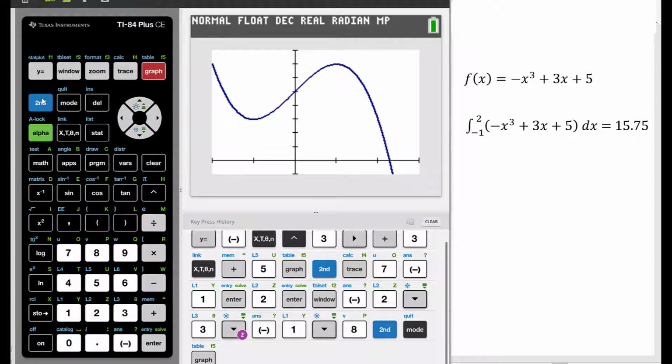Here we have our calculator screen displaying the graph of the function f of x equals -x raised to the third power plus 3x plus 5, where the x-axis extends from -2 to 3 by a scale of 1, and the y-axis extends from -1 to 8 by a scale of 1.